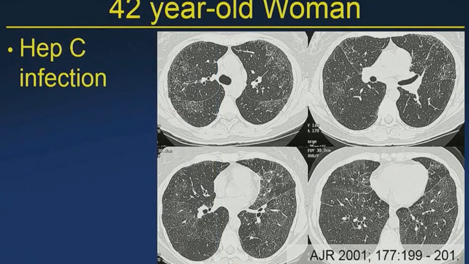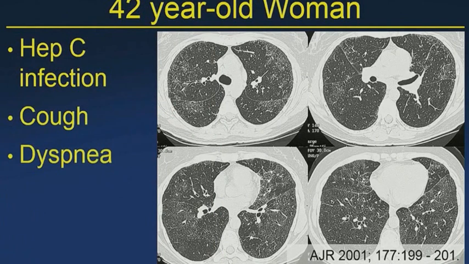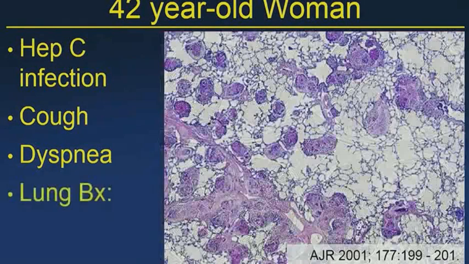Next patient is a 42-year-old woman who had hepatitis C. Actually, she had that for a number of years. She developed a cough and dyspnea. She underwent high-resolution CT. You can see that she has a classic micronodular pattern. Notice that there are nodules along the fissures here. In some areas it looks relatively diffuse, but the fissural involvement denotes these as perilymphatic nodules.